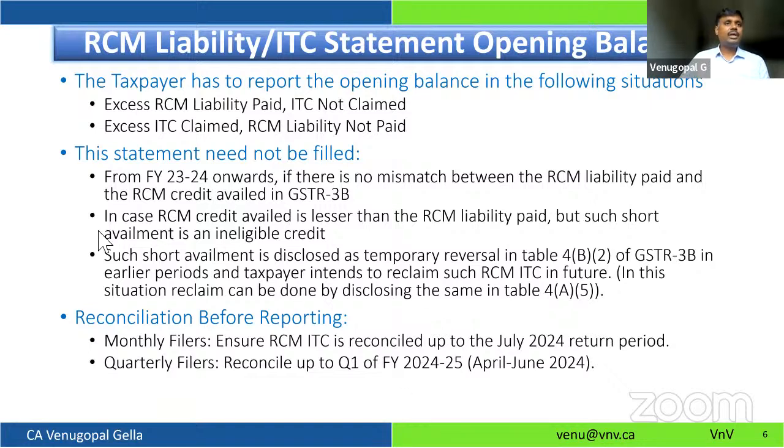The last one, I want to pay special attention here because this is also going to distort our thinking. Let's look at a situation where the short availment is disclosed as a temporary reversal in 4B2 in the earlier period, and the taxpayer is intending to reclaim that RCM ITC in the future. When that ITC is reclaimed in future, it has to be done by reporting into 4A5. The re-availment has to be done by reporting into 4A5. This is the advisory.